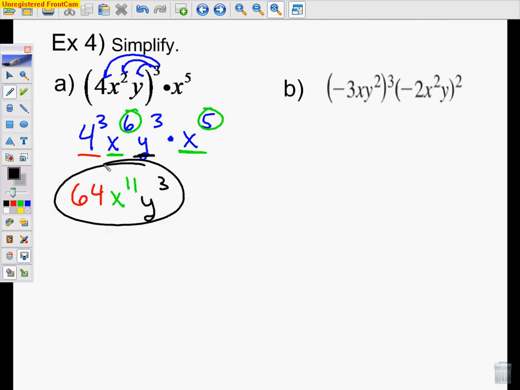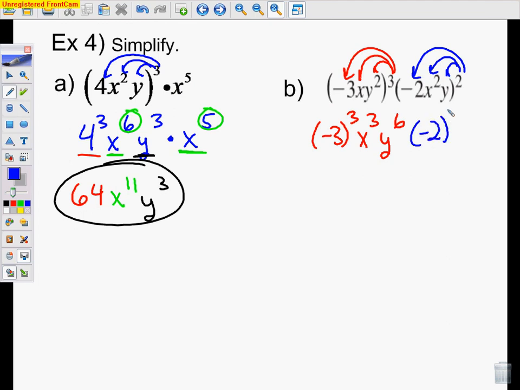Alright, let's do the same thing with B. This 3 distributes into the parentheses. So, once again, negative numbers, when you distribute an exponent to it, keep them in parentheses. Negative 3 to the third, x to the third, y to the 6. Over here, on the right side of this expression, this 2 goes into the parentheses. So, negative 2 in parentheses squared, x to the fourth, y squared.